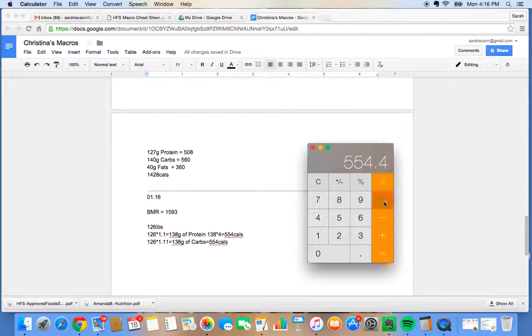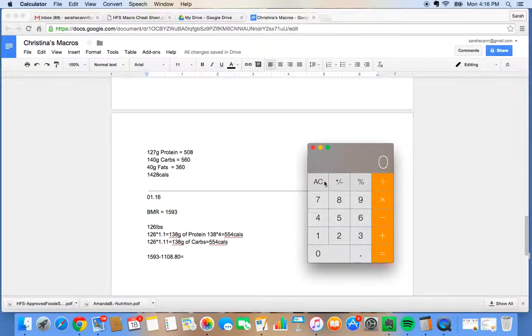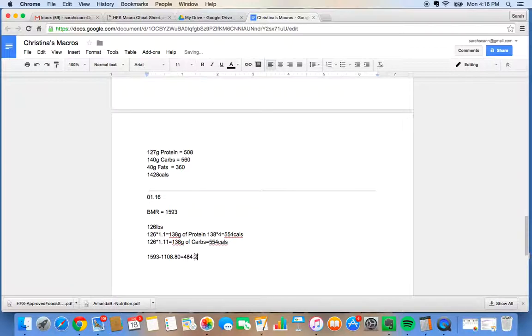So 554 times 2 is 1108.8. Okay, so now you're going to subtract the 1108.8 from the 1593. So let me plug in the 1593 minus the 1108.8, and that is going to give you how many calories you have left over for fats. 1593 minus 1108.8 is 484.2. Okay, so now we have 484.2 calories left over.